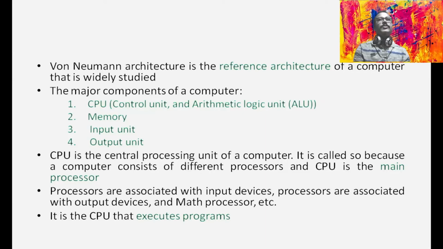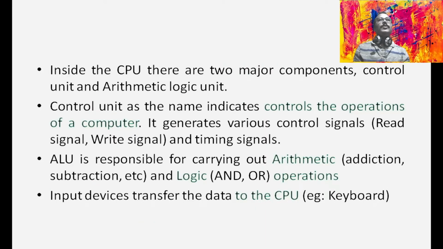So the CPU executes programs. The CPU has two components: the control unit and the arithmetic logic unit. The control unit is used to control the operation of a computer. What do you mean by controlling? Controlling in the sense that your computer should work correctly. You should ensure that your computer works correctly. It is ensured by generating what are called signals.